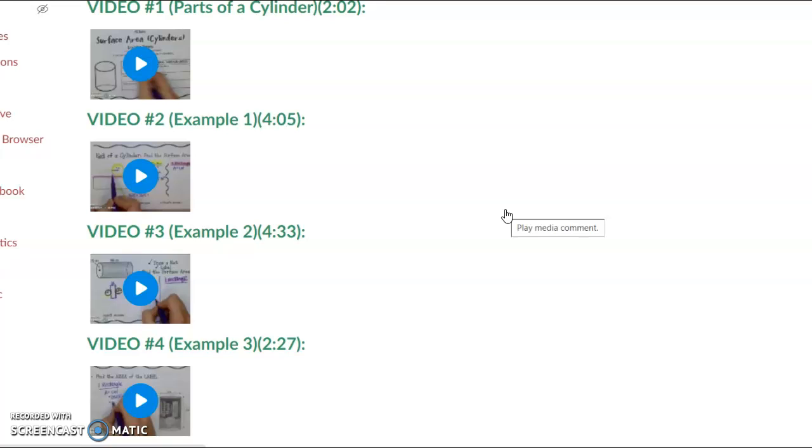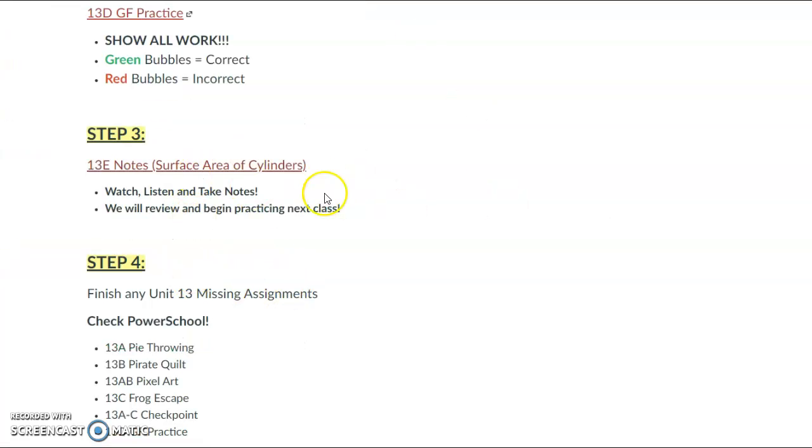We will do a review of this lesson, but I want to make sure that we have enough time next class to really practice this. So I'd like you guys to get a head start on the notes and the instruction piece of it. So you'll watch those notes.